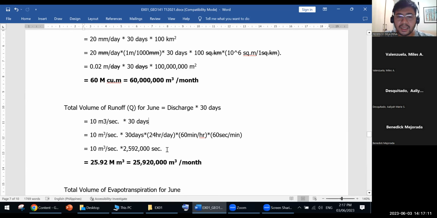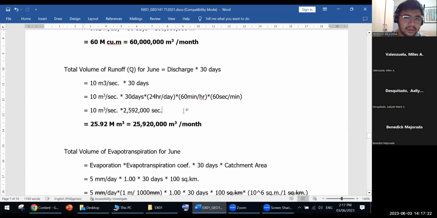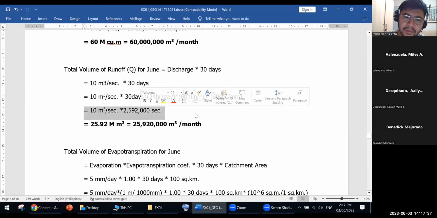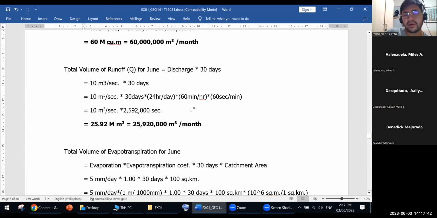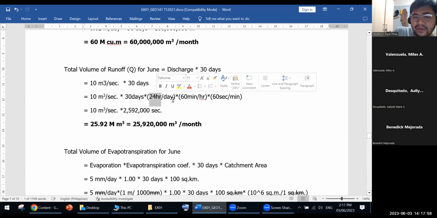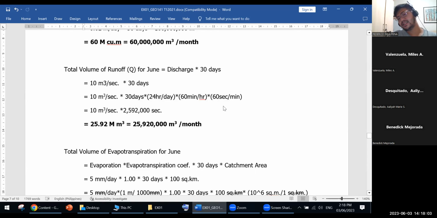by basically, parang nag-jump yung solution ko. Yeah, we can basically convert that into month. Okay. Ah, okay. Medyo na luto ako doon. What you can do here is first leave the discharge data alone, no? So pabayaan mo na siya. We first convert the 30 days into seconds. So 30 days times 24 hours per day times 60 minutes per hour times 60 seconds per minute, you will get 2.5 million seconds.